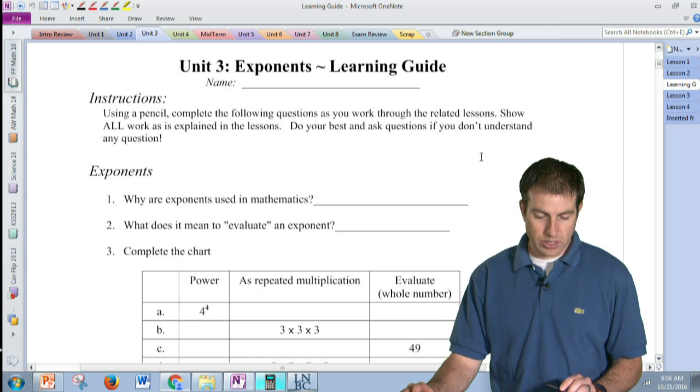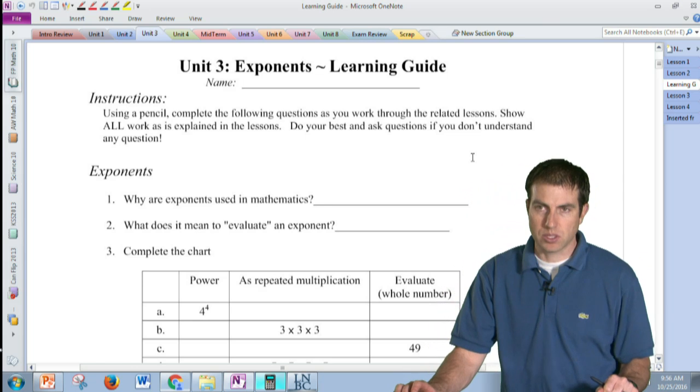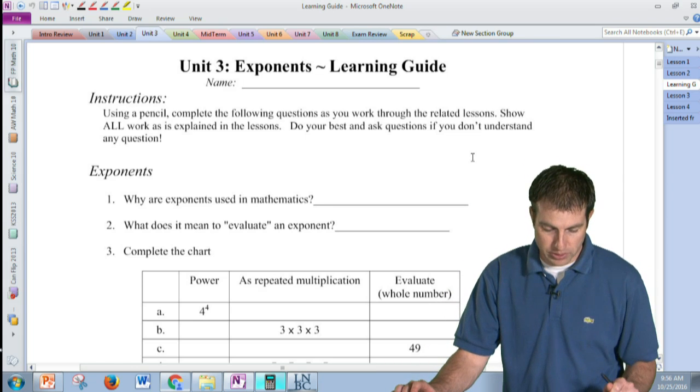So, the exponents learning guide. This is the Unit 3 learning guide. It's in the course. You should print it. If you want me to print one for you, just send me a message or just show up and I'll print it, or Mrs. Wood or Ward or somebody will print one for you.